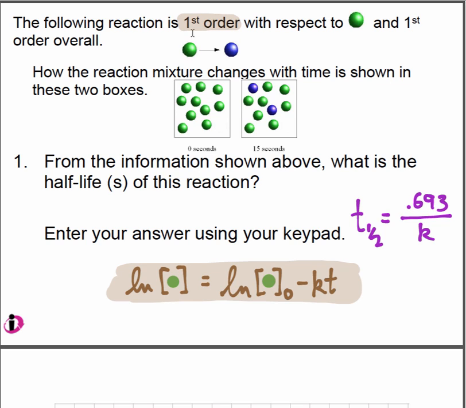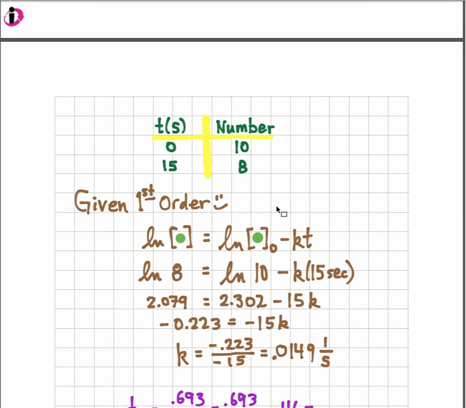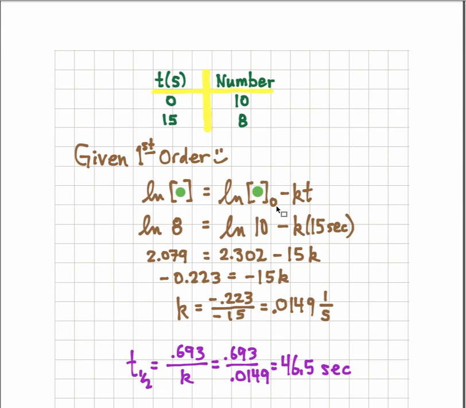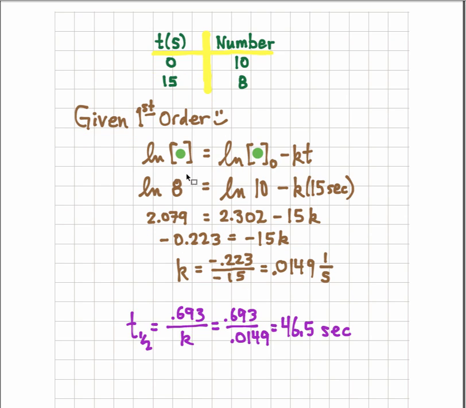As soon as they tell me it's first order, I like to think of this equation, if I'm considering how long it would take to do this from here to here. They actually told me the time, but in any case, let me show you what I do. I could come up with letters to stand for whatever the green sphere is or the blue sphere, but let me just use green spheres.